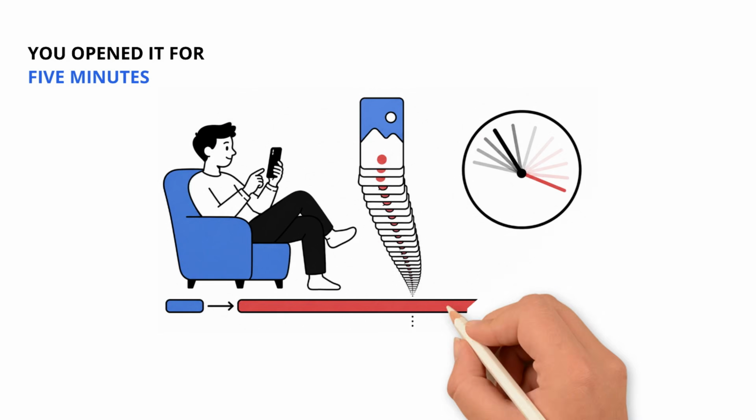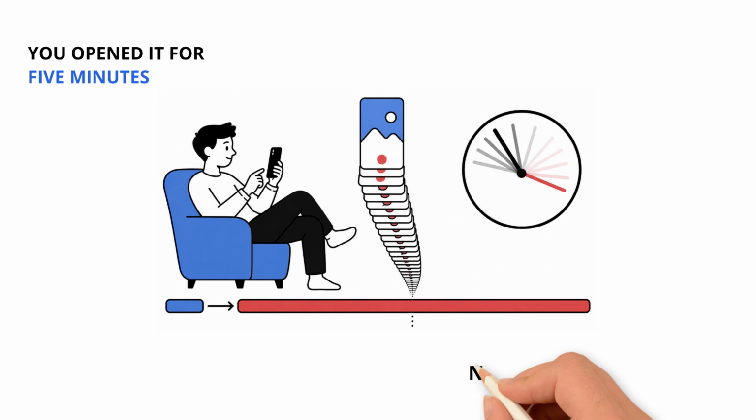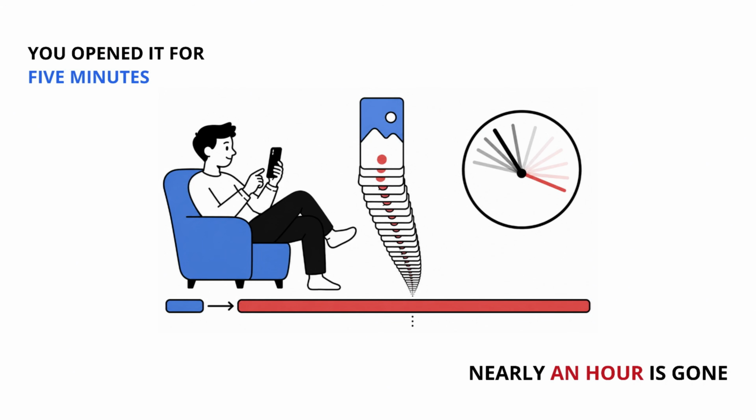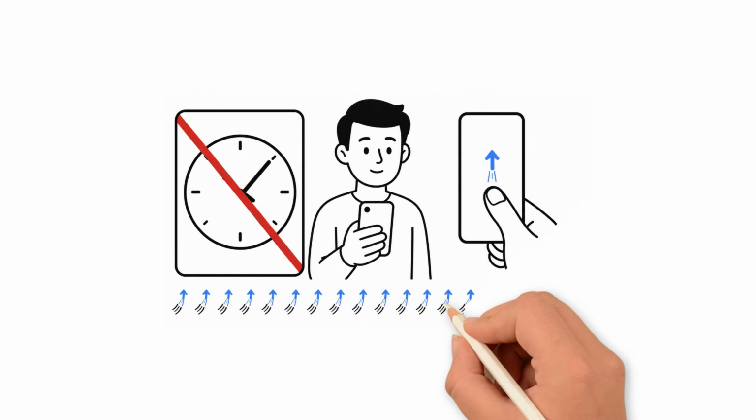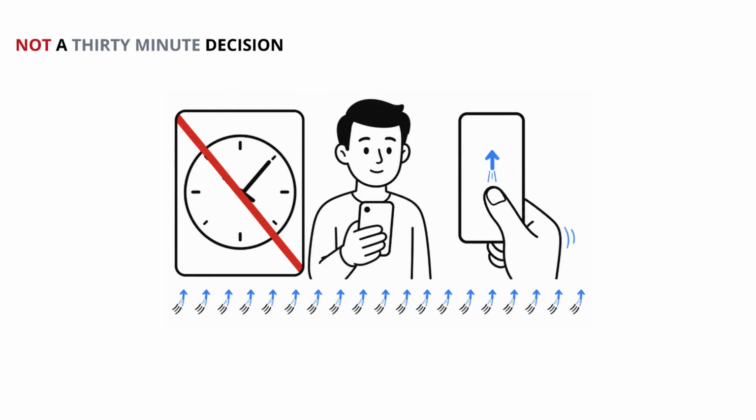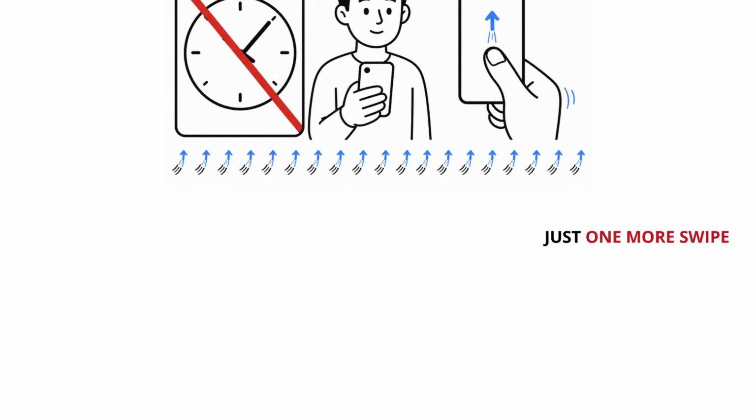You open TikTok for 5 minutes. One video becomes 10. 10 becomes 50. Then you look at the clock and nearly an hour is gone. The app never asked you to stay. It never showed you a 30-minute decision. It only asked for one more swipe.